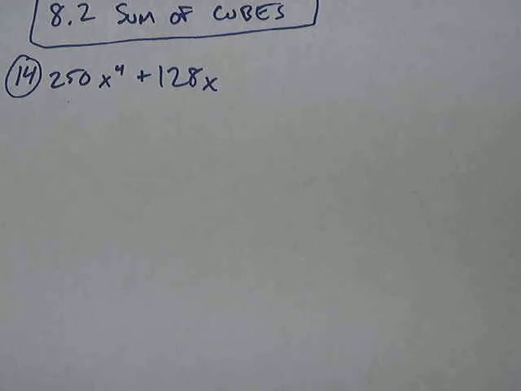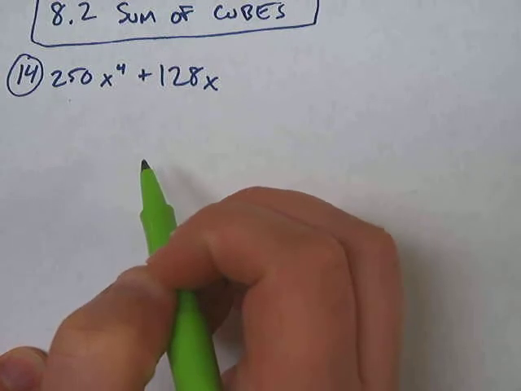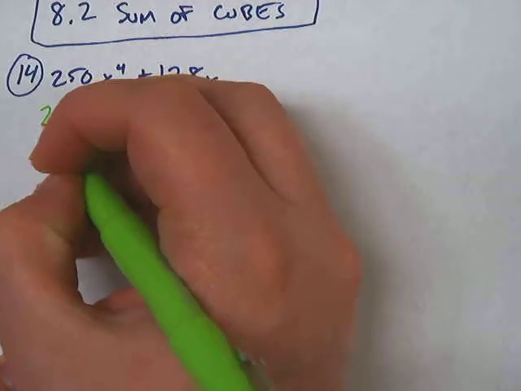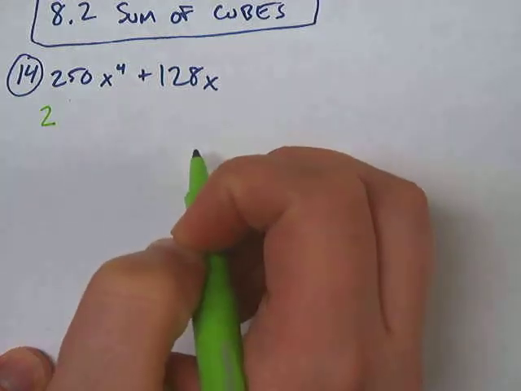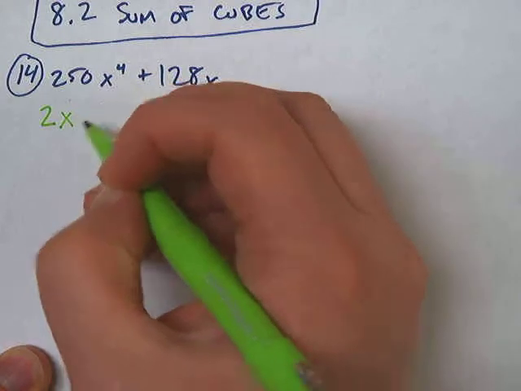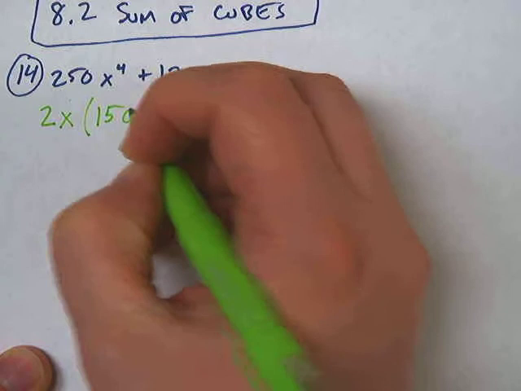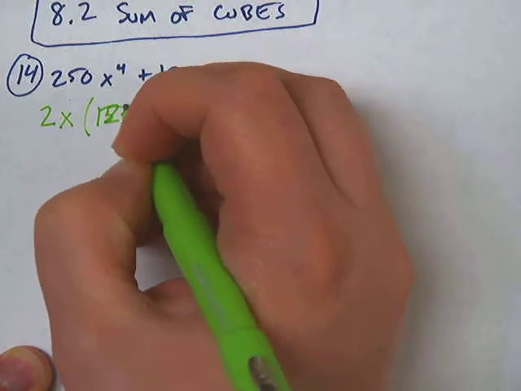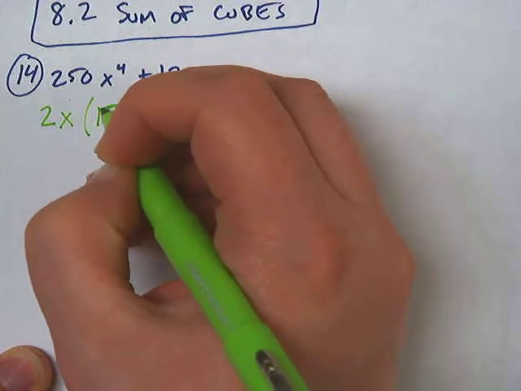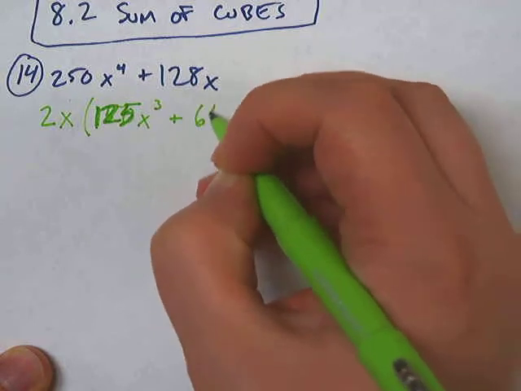So our first step when we're factoring anything is always to see if we can take out a greatest common factor. So between 250 and 128, we know that 2 is the greatest common factor, but then also if we look at both of these, they both have an x. So we're going to take out an x. So when we do that, we're left with 125 x to the third plus 64.